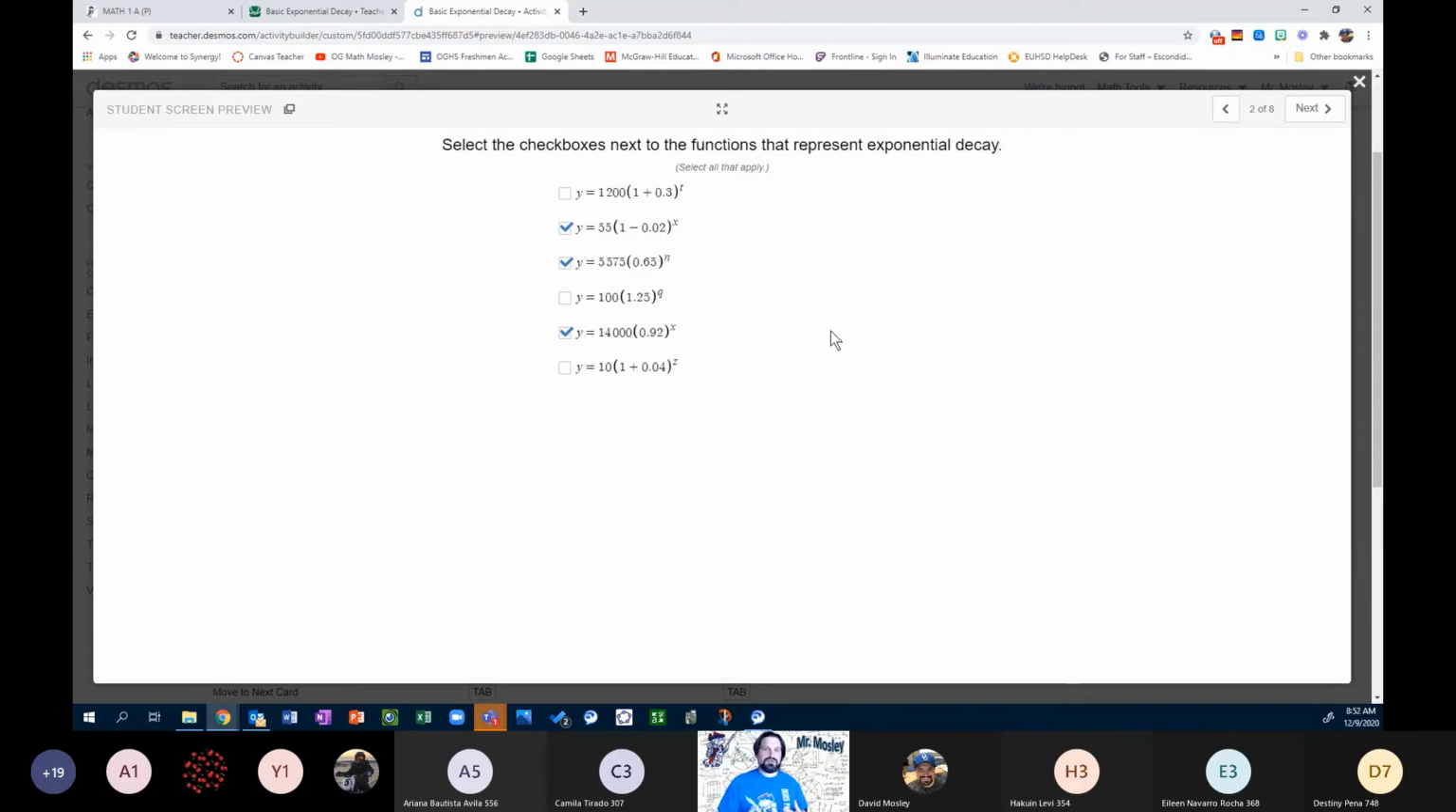When you multiply by a value less than 1 but greater than 0, the numbers decrease each time. The other three options were all exponential growth because we were multiplying by a number greater than 1. Are there any questions about this first problem?